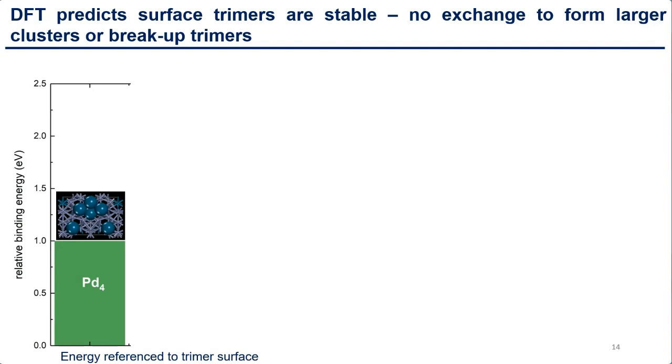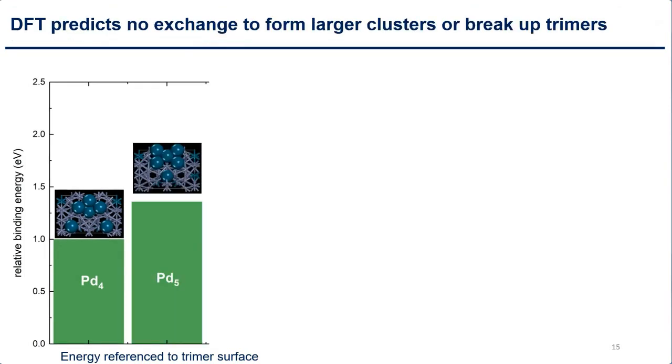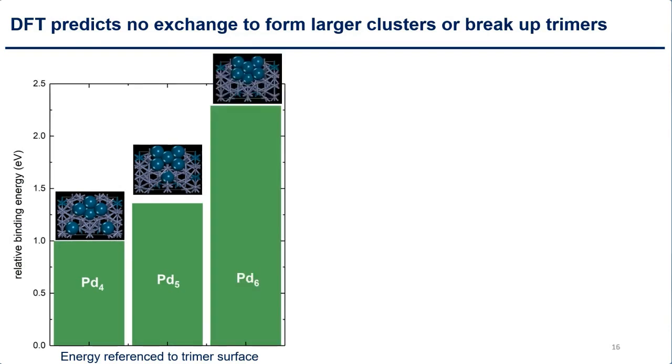If we increase the size of that cluster to palladium-5, it turns out, again, it's less stable, and now even farther less stable than the trimer. And if we go up to palladium-6, we find that it's over 2 eV less stable than the palladium trimer. So all of this seems to suggest that the surfaces exposing the palladium trimers are stable.